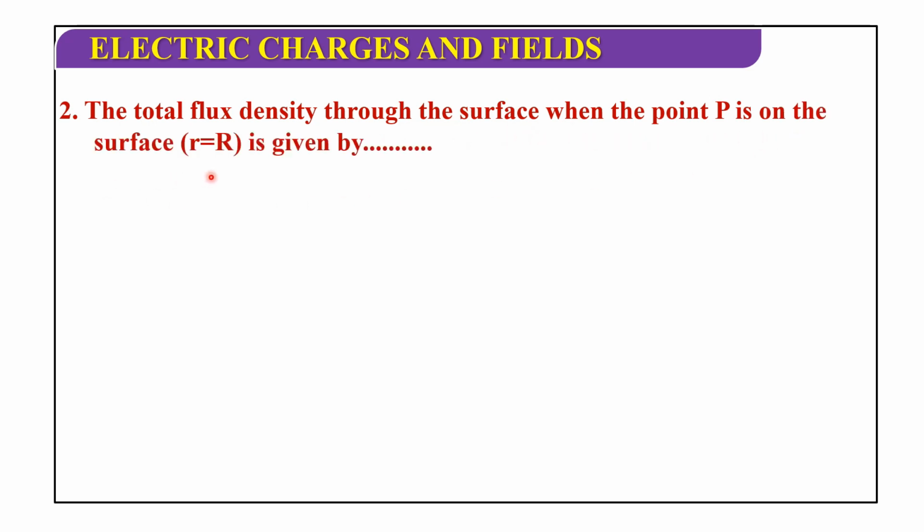Next, the total flux density through the surface when the point P is on the surface, r is equal to R, is given by 0, sigma, Q by epsilon naught, sigma by epsilon naught. So the condition given is r is equal to R. So that is given by sigma by epsilon naught. So fourth option is correct.